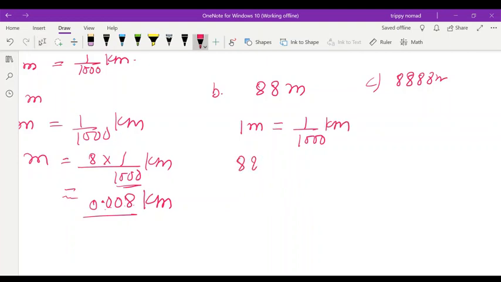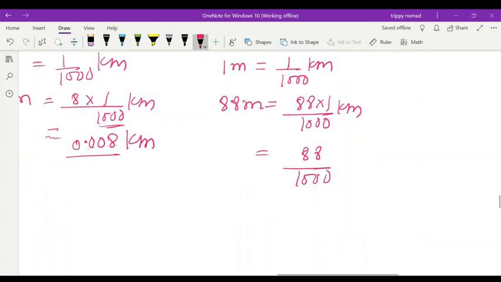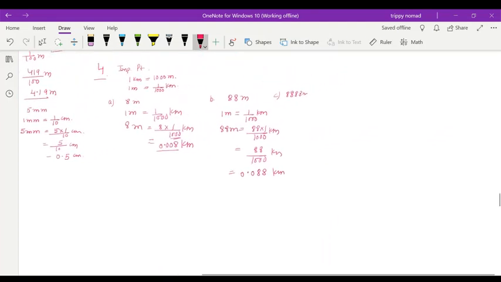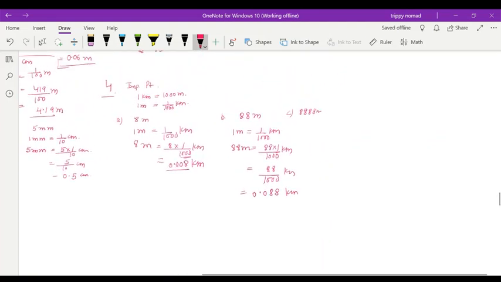And here 1 meter is equal to 1 upon 1000 kilometer. And 88 meter is equal to 88 into 1 upon 1000 kilometer. So what will be 88 upon 1000? That means, children, what will come? You see here, for 1000 there will come 1, 2, 3 digits. Here we are having 2. So the remaining is filled with 0. So the answer will be 0.088 kilometer.